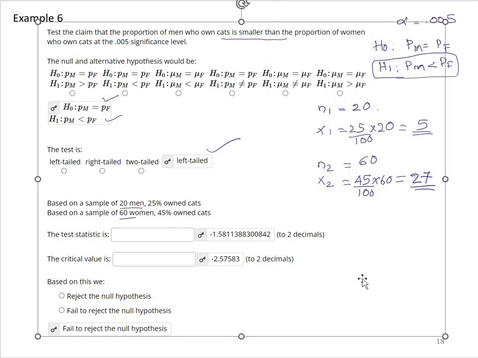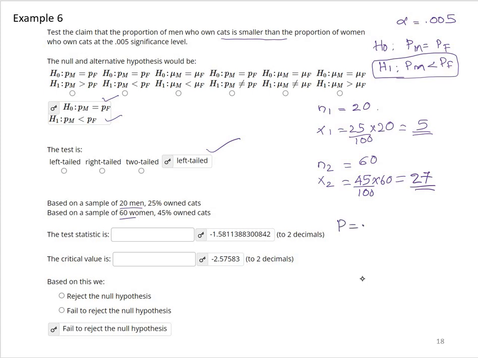And the P value is 0.0569. P is 0.0569 and alpha is 0.05. So which is greater? P is greater, right? So P is greater than alpha, so we fail to reject the null hypothesis.